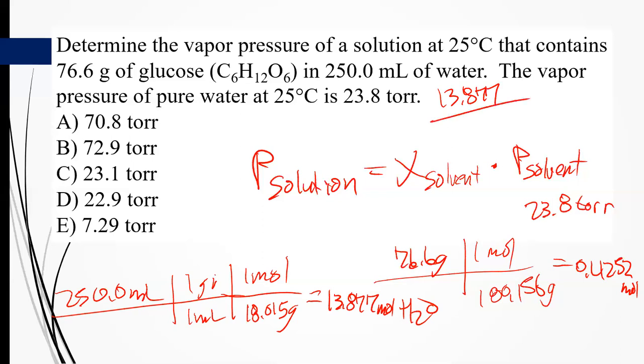So we get 13.877 divided by 14.302. All I did there was add my moles of H2O and my moles of glucose. So we get a mole fraction of 0.970. Multiply that by 23.8 torr, and we get something like 23.1 torr. So that's how we solve those.